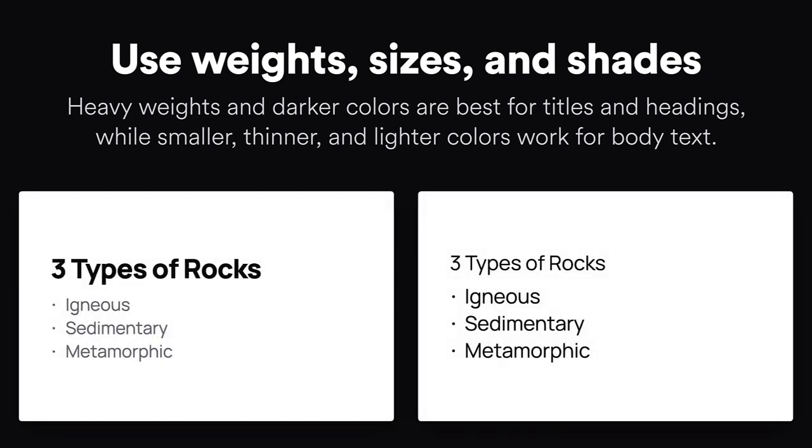Here's an example. These 2 slides are both using the same font. However, the one on the left, I've used a heavier font weight for the heading in a slightly darker color, and a lighter weight with a lighter color for the bullets. And you can see it has created a hierarchy between my title or my main point and my supporting information. The one on the right looks fine, but I can't really tell what's important. It doesn't look designed or thought out. So definitely use weight, size, and shade to create differentiation between your content.